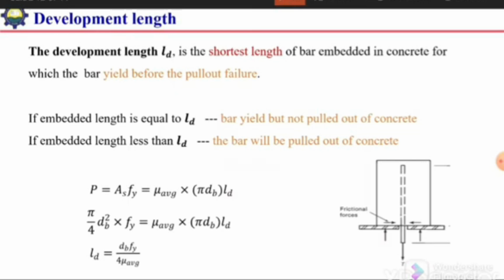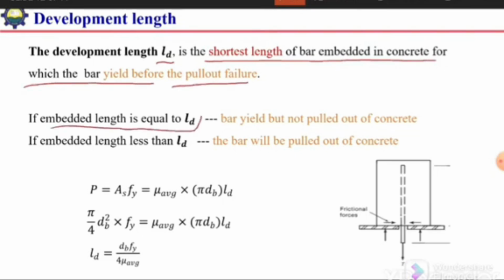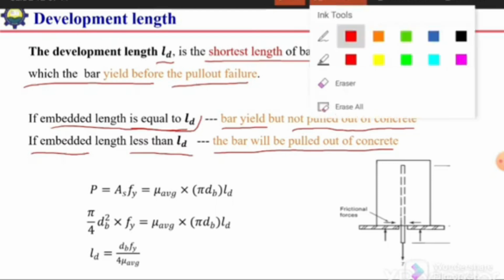Development length is denoted by LD, and it is the shortest length of a bar embedded in concrete for which the bar yields before the pull-out failure. If the embedded length is equal to LD, the bar yields but is not pulled out of the concrete. But if the embedded length is less than LD, the bar will be pulled out of the concrete. So we can understand this in this way.